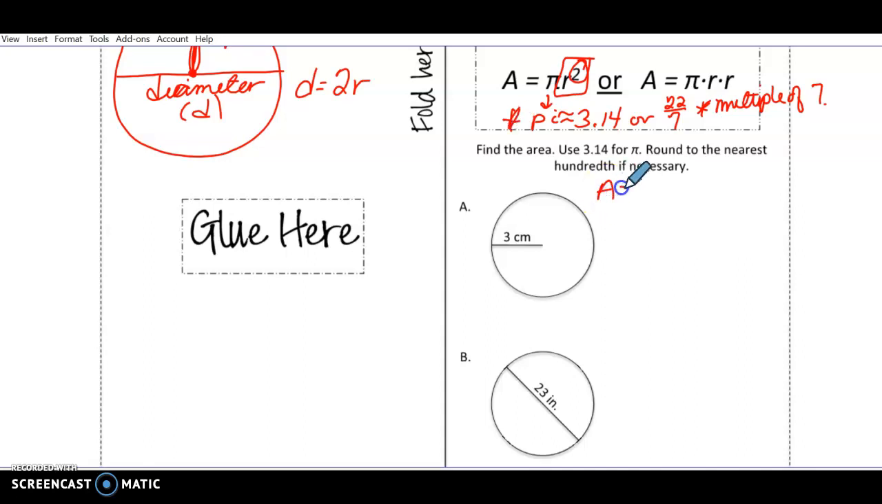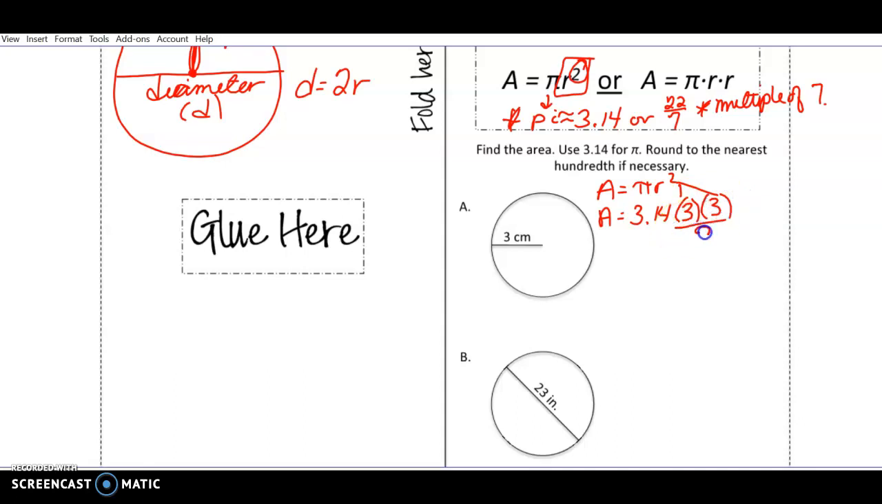So we always write our formula. A equals pi r squared. So now we're going to plug in our numbers. We're going to use A equals 3.14 times. Now when I have this squared, I always draw little tree branches because I need to write my radius 2 times.